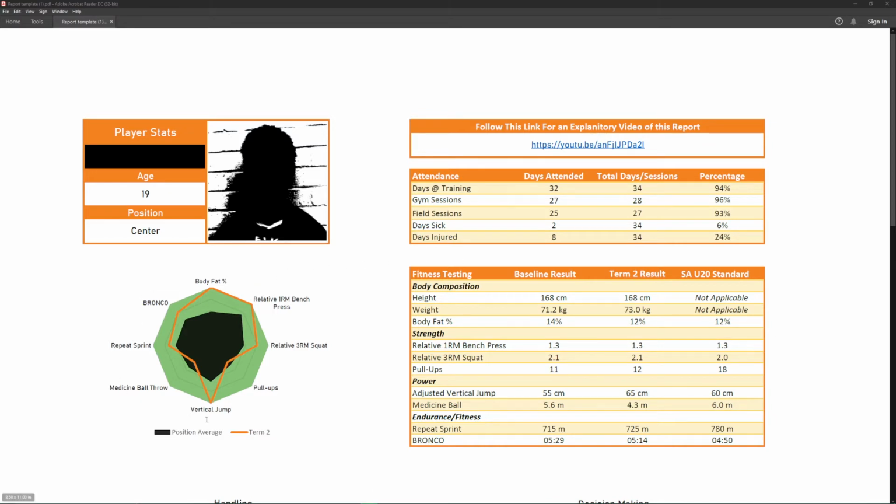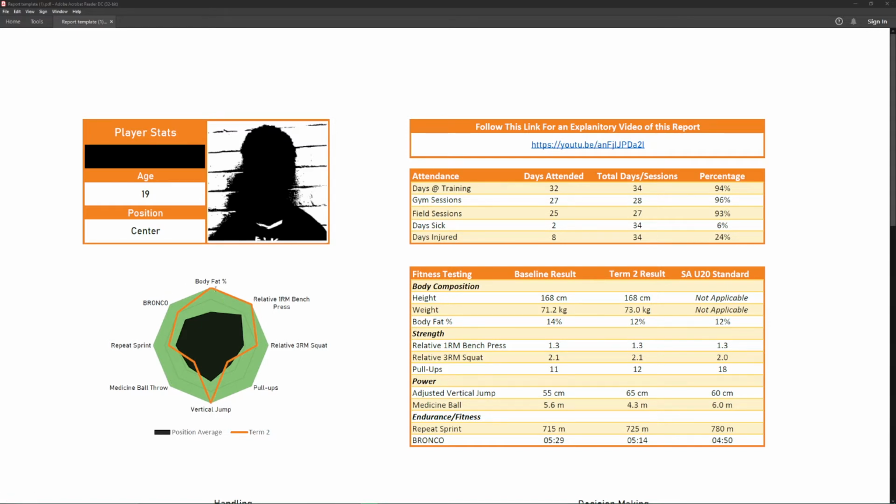On the left, we have a spider diagram. The spider diagram shows the black, which is the position average. So this player you can see is significantly higher than the position average. The orange shows that player's score for this term. And then we have the green, which is the SA under 20 standard.